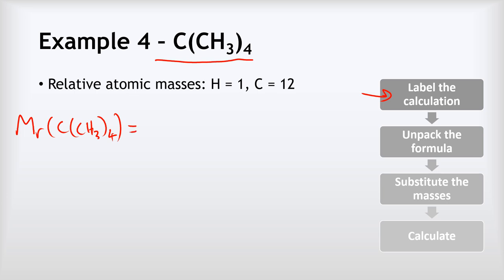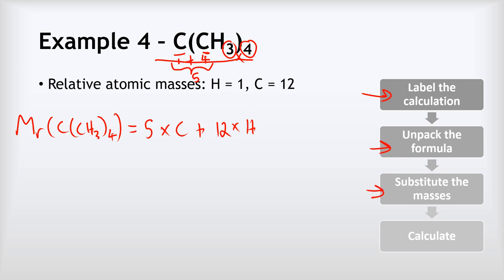Now, how many carbons have we got? We've got one carbon outside the brackets. In the bracket, we've got a carbon, but it's multiplied by 4. So that is actually 4 carbons plus that 1 to give us a total of 5 carbons. So this is going to be 5 times carbon. And then we're going to add on, we've got 3 hydrogens in the brackets, but we've got 4 of the brackets. So we multiply them together to give us 12 times hydrogen. Okay, so that's our unpacking done.